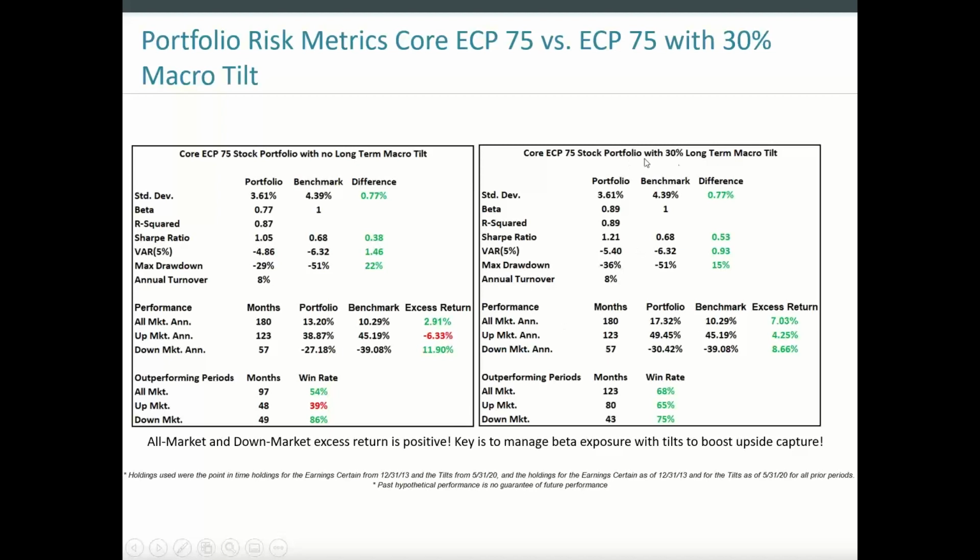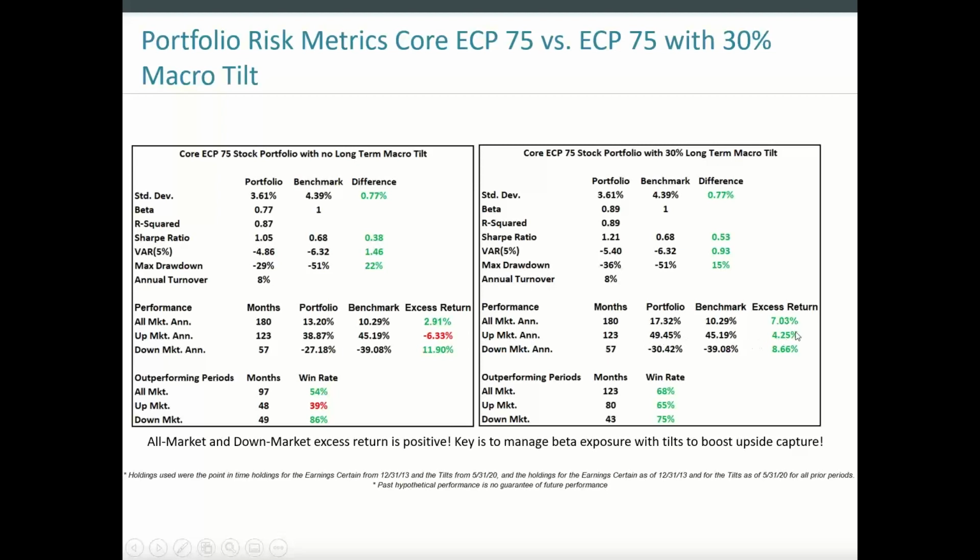But again, what we're doing by adding that 30% macro tilt is managing this negative excess return in up markets. We had 123 up markets out of the prior 180 months, and the average excess return was negative 6.33. So we're very well protected on the downside, and we use the 6 macro tilt names to raise the portfolio beta up to about 0.89. Because the weight in information technology and communication services comes all the way up to equal the S&P 500, it raises our beta as well.